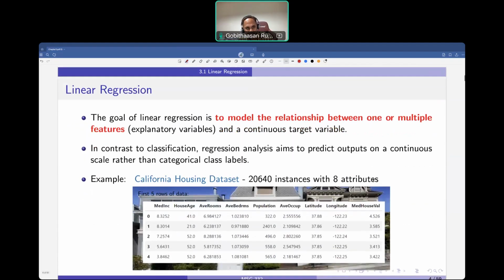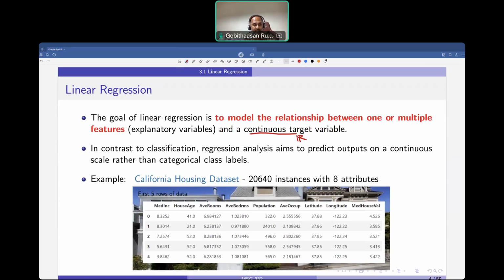Okay, that's in short. Now, the goal of linear regression is to model the relationship between one or multiple features. These features we also call explanatory variables, and a continuous target. So continuous here simply means a real number, right? So the target, you know by now, what is the target? The target is the value that we are trying to predict.